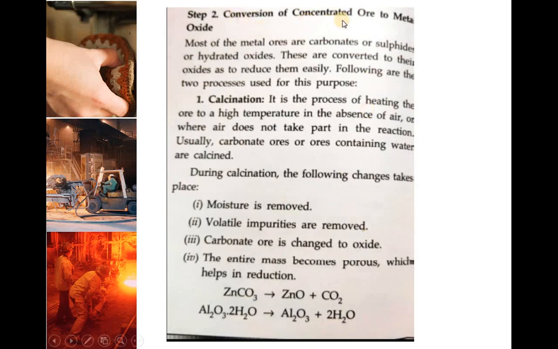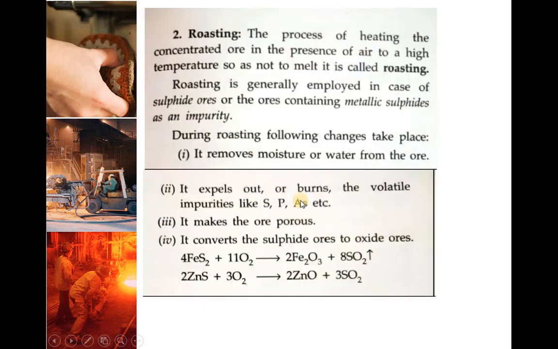Then conversion of concentrated ore to metal oxide. Most of the metal ores are carbonates or sulfides or hydrated oxides. These are converted to their oxides so as to reduce them easily. So the following two processes are generally used. One is calcination, another is roasting.